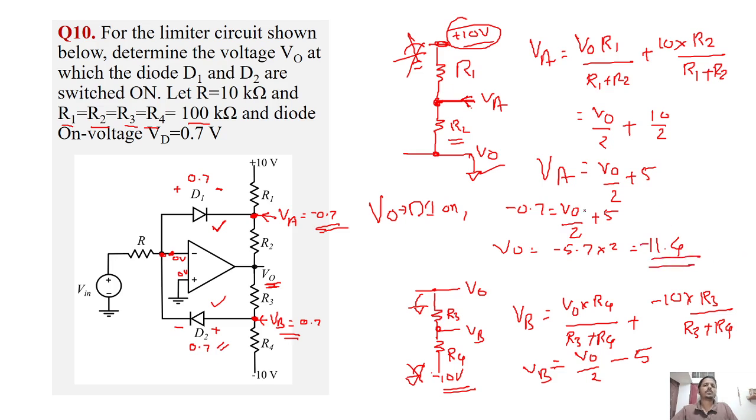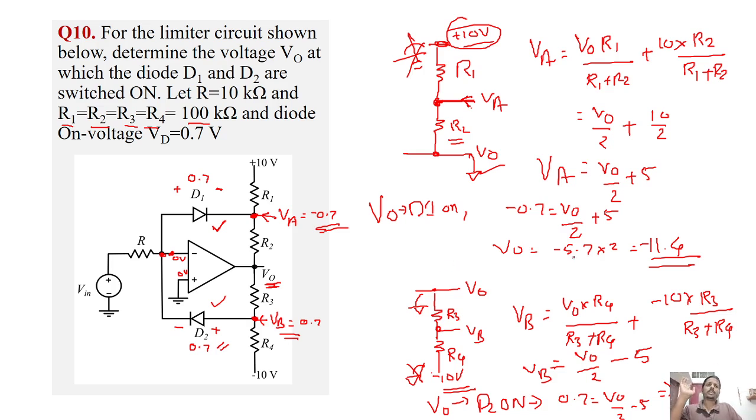Similarly, if I substitute for the voltage at which diode D2 is on. So we know D2 is on when VB equal to 0.7, right? So 0.7 equal to V0 by 2 minus 5. So V0 equal to 5.7 into 2. So it is 11.4 volt. Okay, so these are the two voltages.